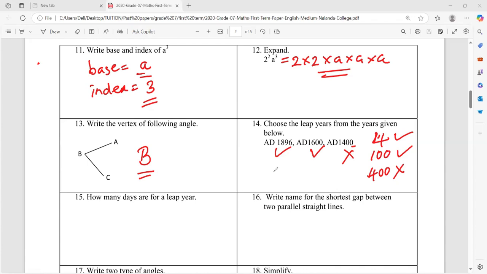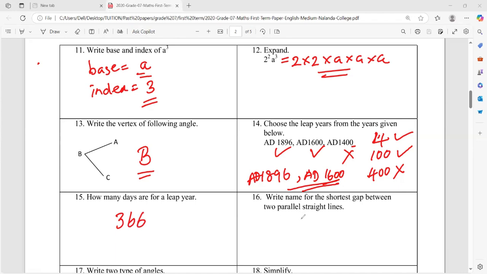Then you have to choose the leap years from the years given below: AD 1896 and AD 1600. These two are leap years. So how many days are there in a leap year? Actually, there are 366 days in a leap year.